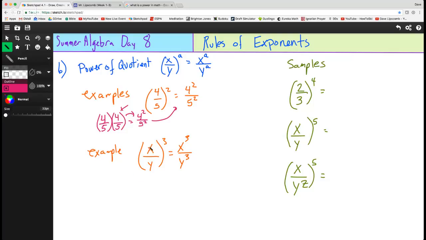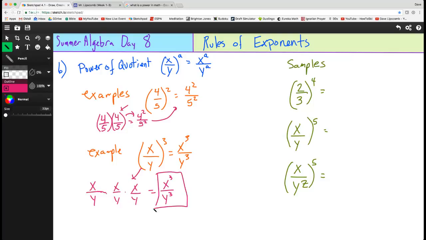Similarly, x over y to the 3rd power is x over y times x over y times x over y. Well, that's equal to x to the 3rd over y to the 3rd. And that's by definition of power.